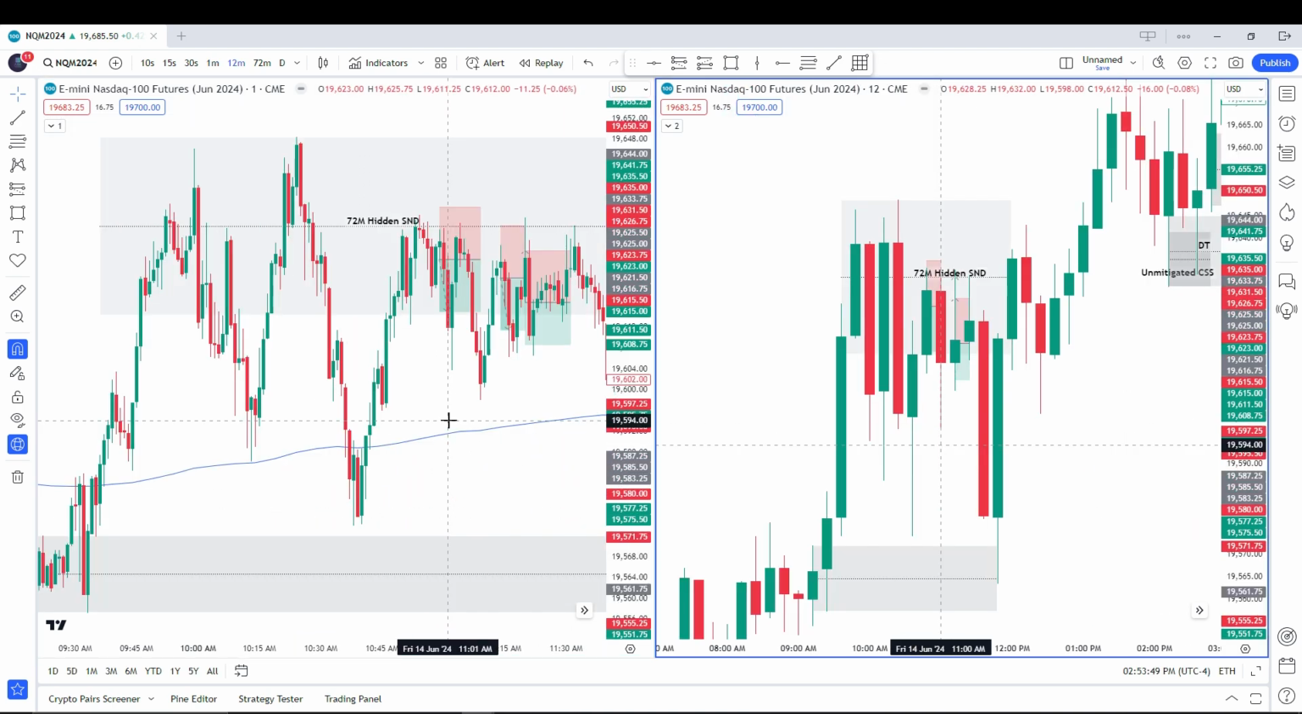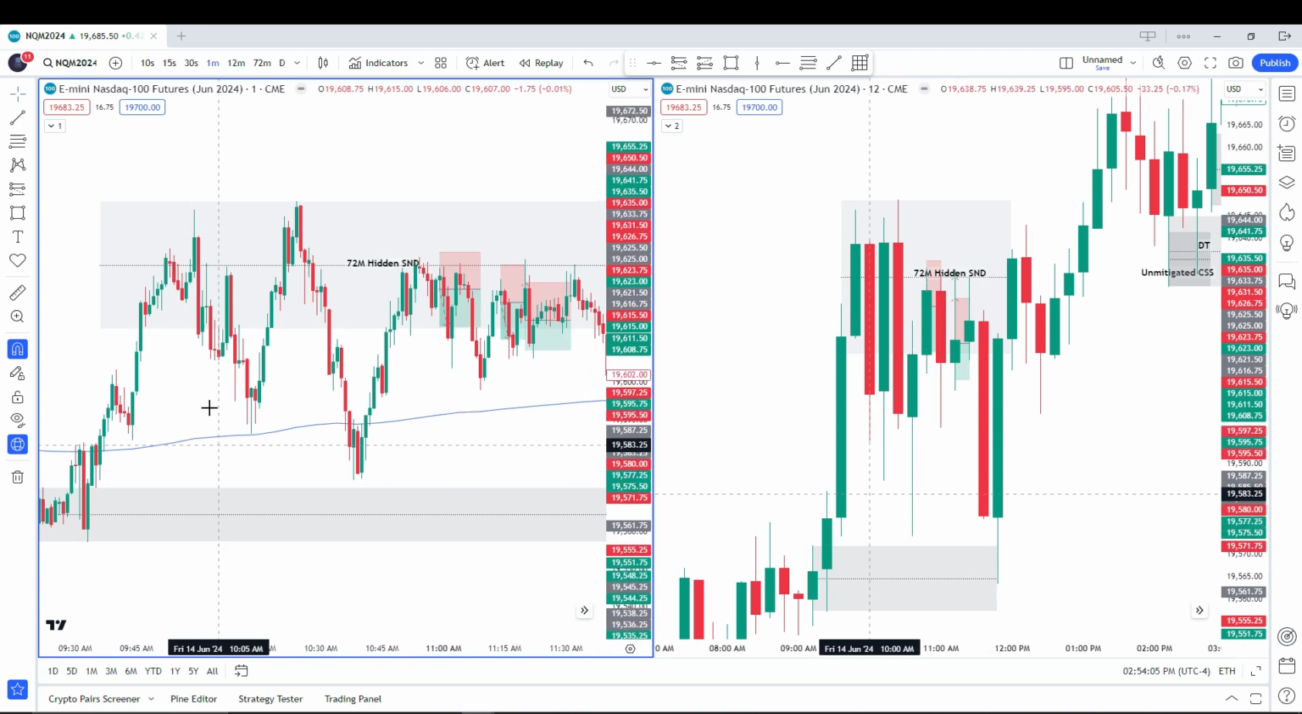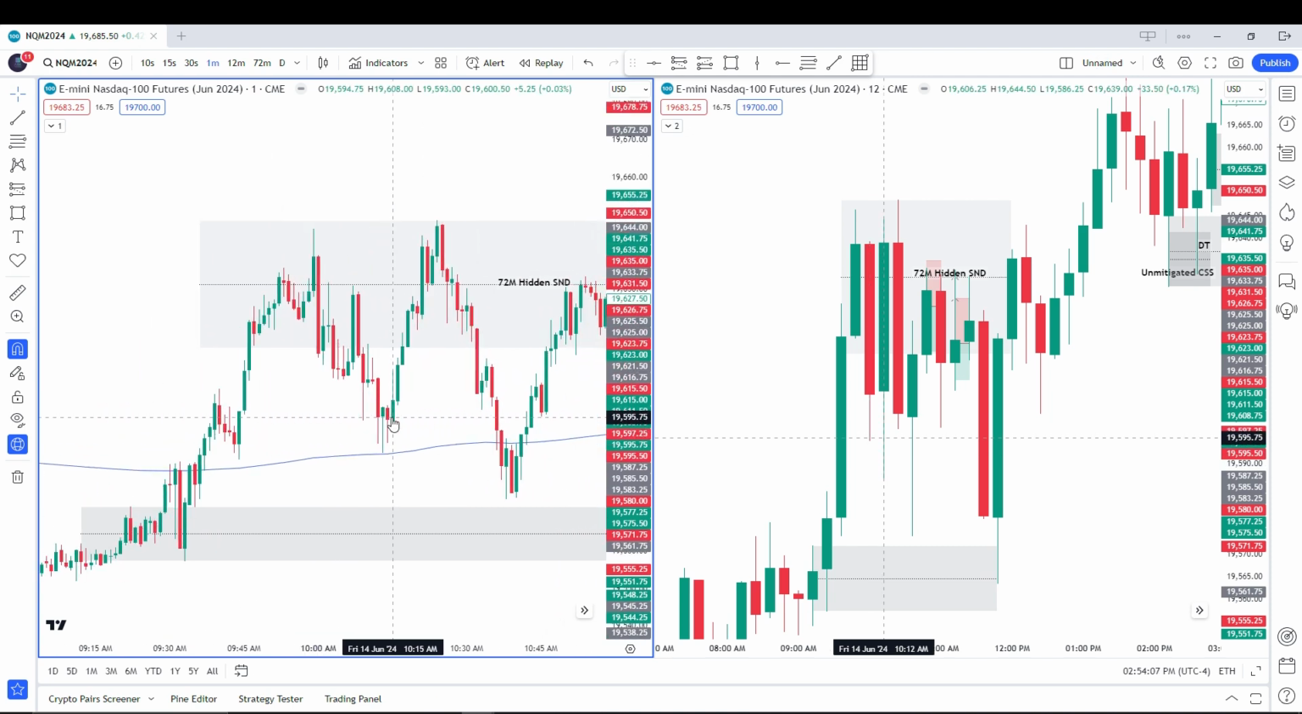Now, moving on to Friday, June 14th. I was pretty content for the week, honestly, and I was okay with not even taking a trade on Friday unless I saw something really, really clean. So just to go over it, Friday we had a really wide range right after open. So nothing was really taken.